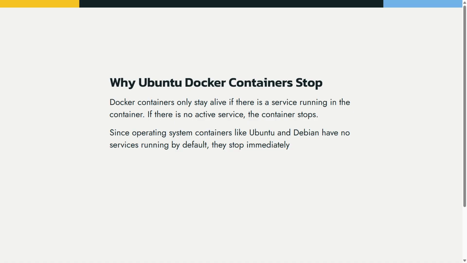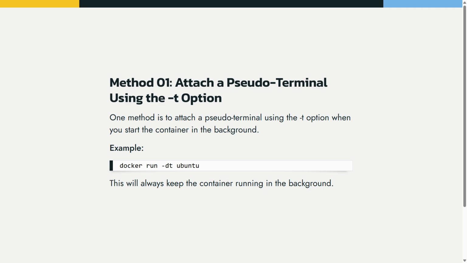The reason for this is that Docker containers only stay alive if there is a service running inside the container, and if there is no service, the container will be stopped immediately. Since operating system containers like Ubuntu and Debian have no services running by default, the container will be stopped immediately after you create it. But there are ways to keep these operating system containers running, and one method is to attach a pseudo terminal using the -t option when you start the container in the background, and that will start the container in the background and keep it running at the same time.